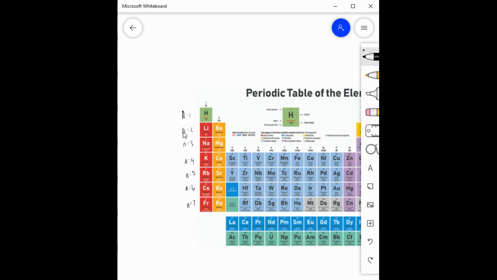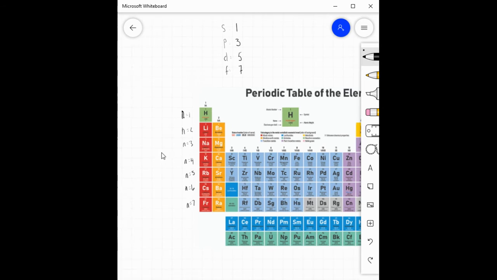All right, and we also talked about the shapes. Remember, we've got the S, the P, the D, and the F. Remember, the S has 1 suborbital, the P has 3, D has 5, and F has 7. Okay, so those are the orbitals.